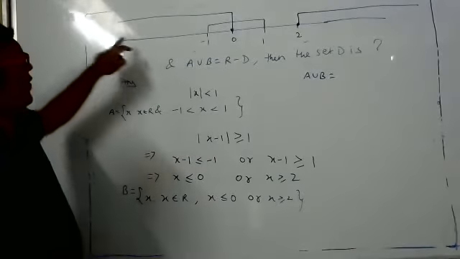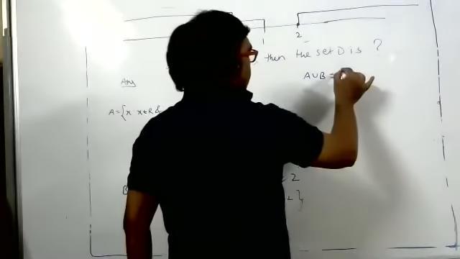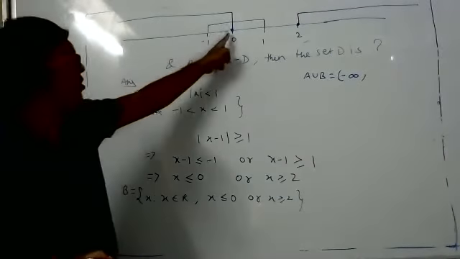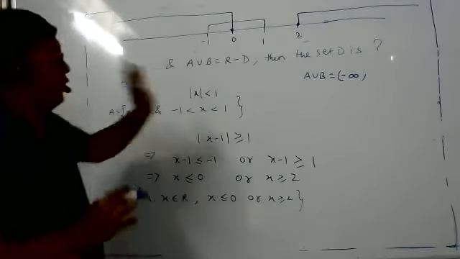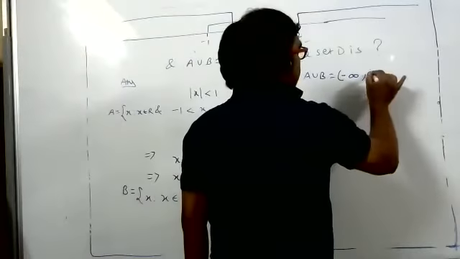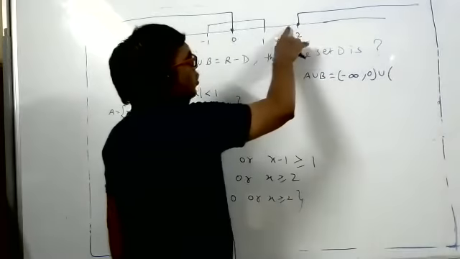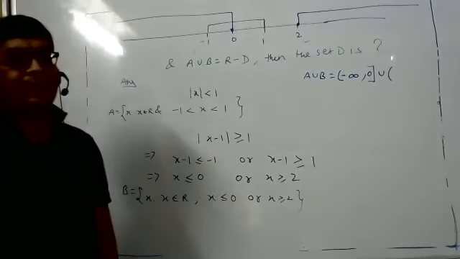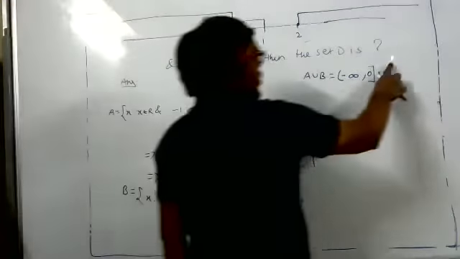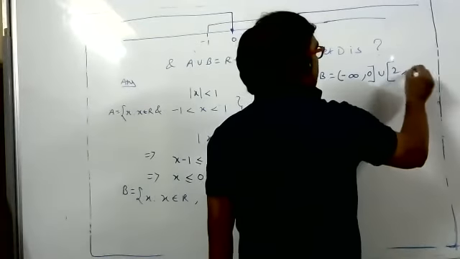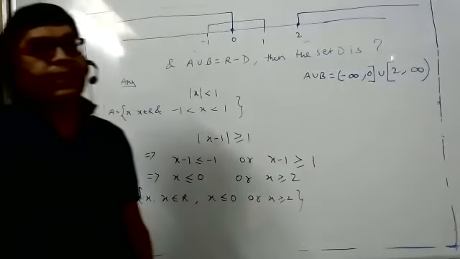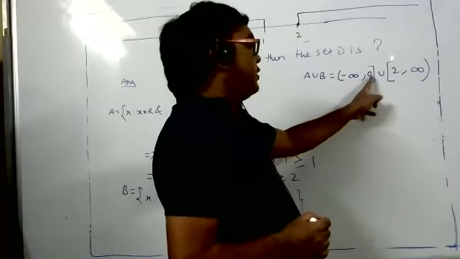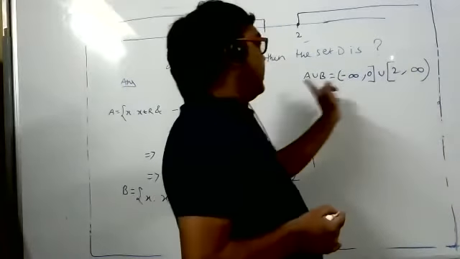So what is our A union B? Tell me. A union B is from minus infinity till where? Till 0, union 2 to infinity. 0 is in a close bracket, 0 is considered. Remember close bracket, open bracket. So here also close bracket at 2 to infinity. Always plus infinity and minus infinity will come in an open bracket. A union B is all real numbers from minus infinity to 0, union 2 to infinity. This is A union B.